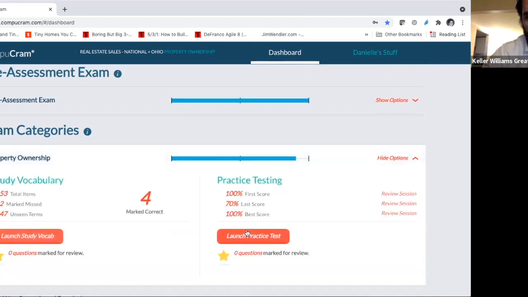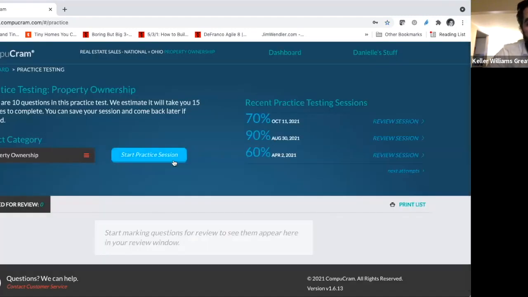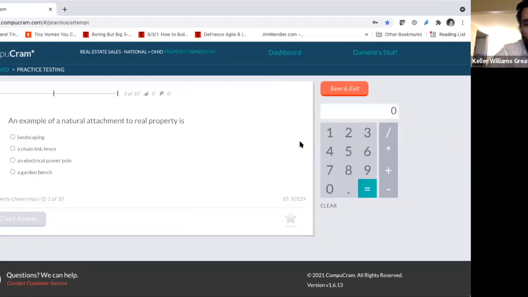I saw property ownership in there. I know we haven't covered that one in a while, so I'm going to pop in here real quick. This is another 10 question banger. Here we go. Question number 1. An example of natural attachment to real property is A, landscaping, B, a chain link fence, C, an electrical power pole, or D, a garden bench.